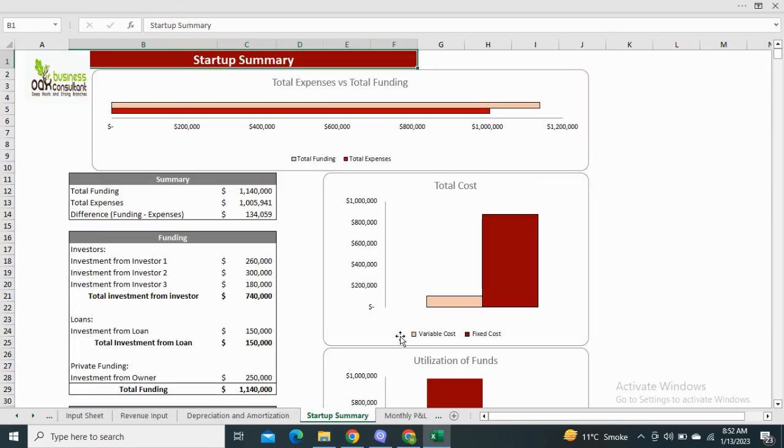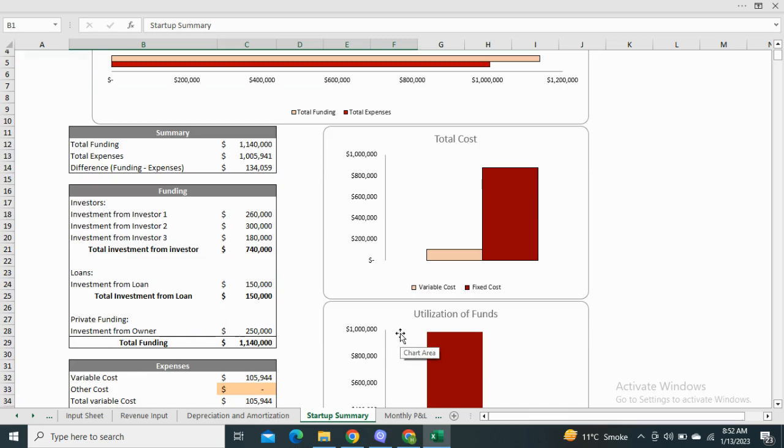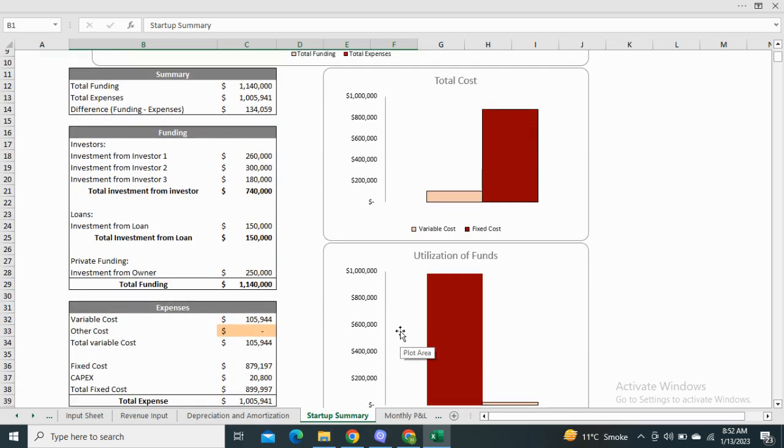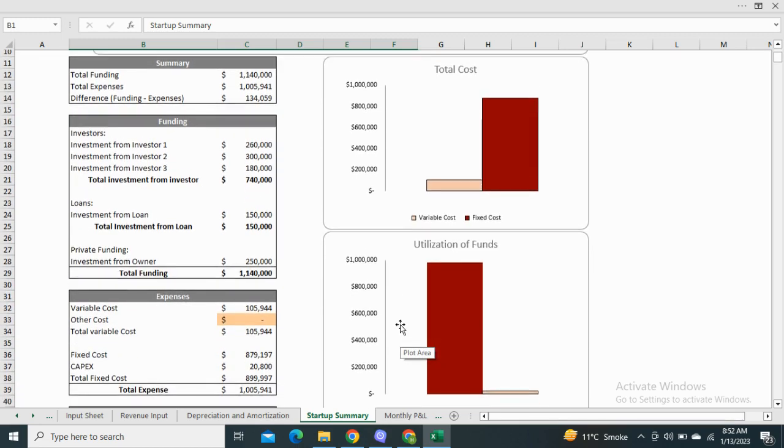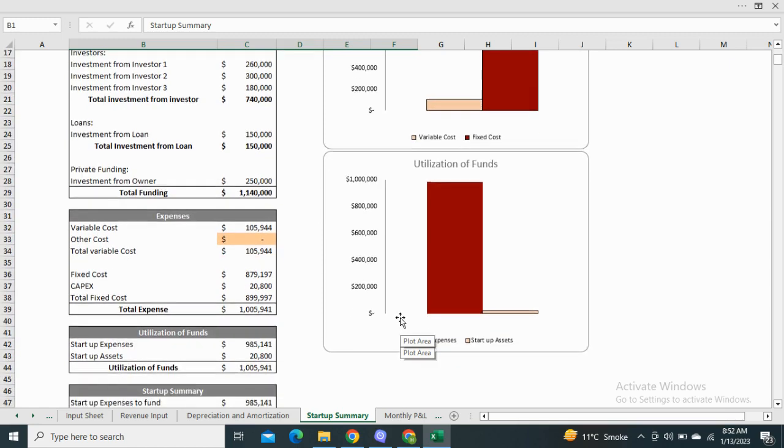Next, we have the startup summary. It is the estimation of how much investment is required for your business, and it also consists of the graphical representation of total cost and the utilization of funds.